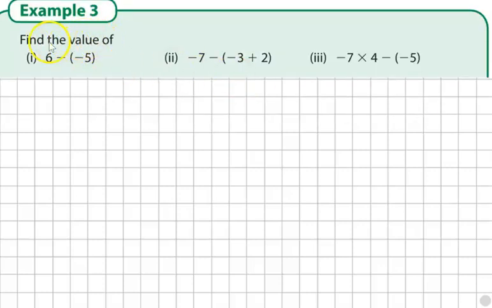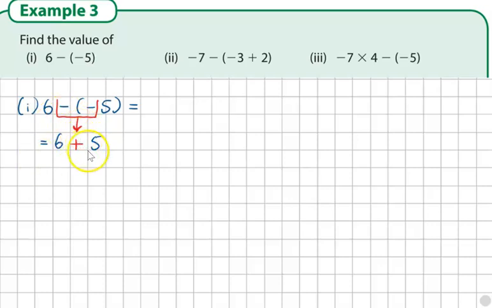Find the value of part 1, 6 minus bracket -5 bracket. So I'm going to work out the minuses first of all. So a minus times a minus gives a plus. I'm going to bring down the 6 and bring down the 5.